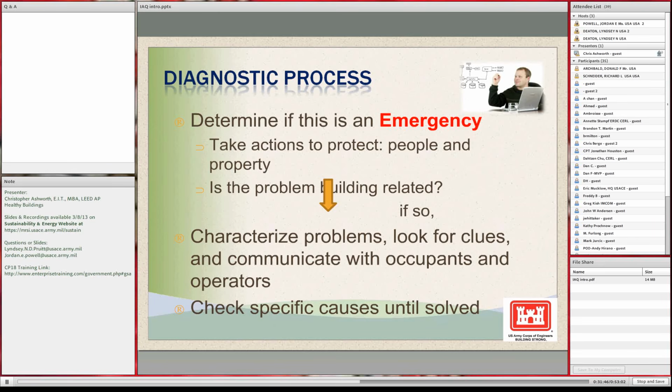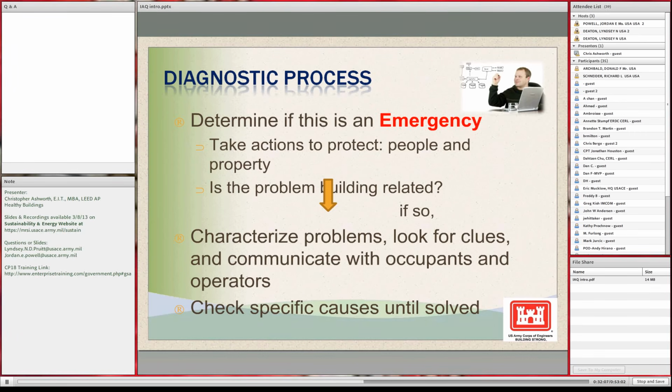Determine if it's truly an emergency. Hey, we have a couple thousand pounds of Freon leak. Okay, that's an emergency. Call your first responders. You just don't want a consultant to help you solve that problem. You want to take it as a health safety issue. And again, I can't stress that enough. Knowing the proper plan of attack.